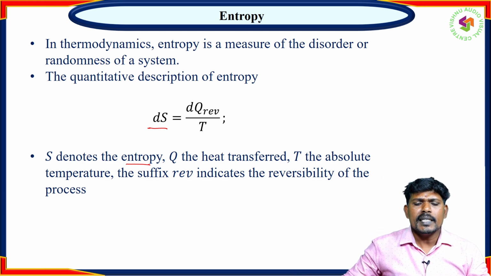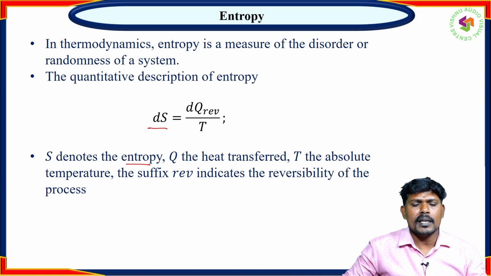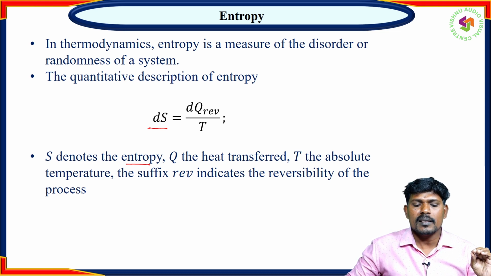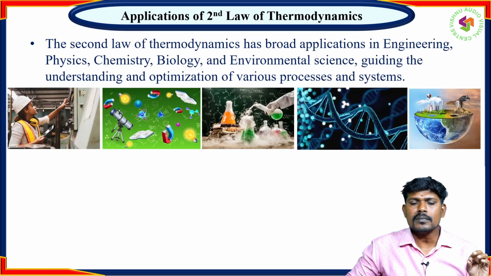So the quantitative description of entropy is dS = dQ_rev / T. It means the change in entropy is equal to the change in heat energy of a reversible process per absolute temperature. This is a formula. Here S represents the entropy, Q represents the heat transferred, and T represents the absolute temperature.